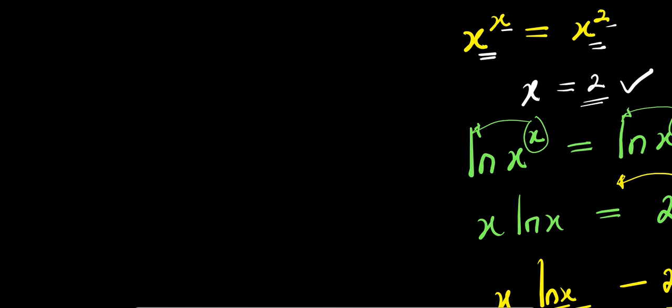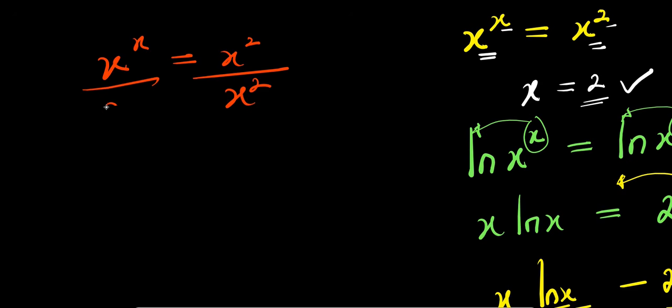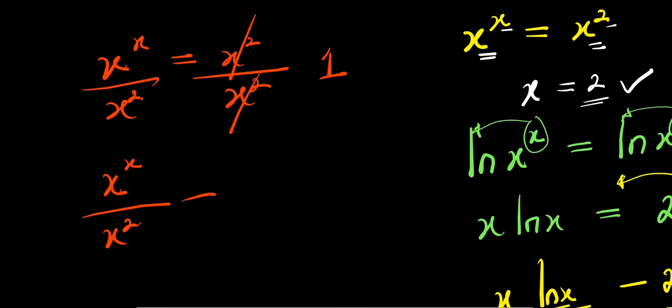Now we can solve this using another approach. It's still x power x equals x power 2. I can divide both sides by x power 2. This eliminates this, and we have 1. So that means I'm having x power x divided by x power 2 equals 1.